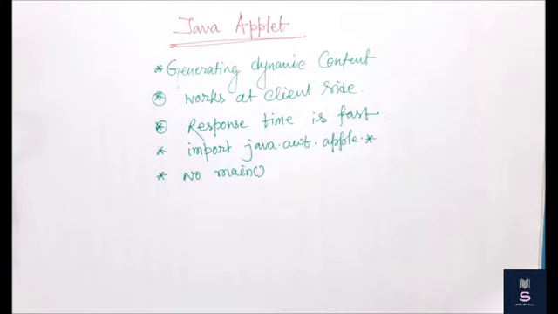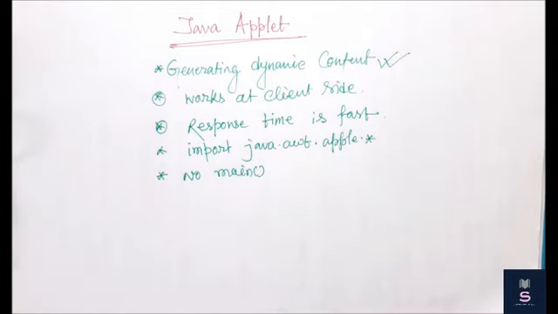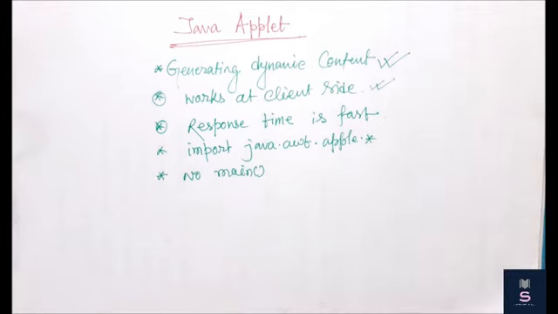One important thing regarding applets is the strict security rules enforced by the web browser. If I say what is the formal definition of Java applet, we can say that an applet is a special type of Java program that is embedded in the web page to generate dynamic content. The first point is very, very important: generating dynamic content. The second point is also important: works at client side. These two points are important in the formal definition.